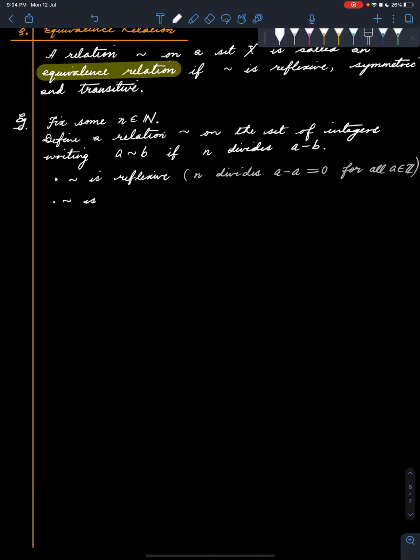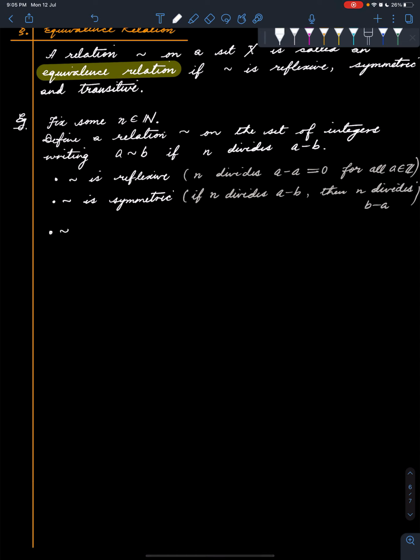Tilde is symmetric, which means that if n divides a minus b, then n divides b minus a. And this should also be very, very clear.